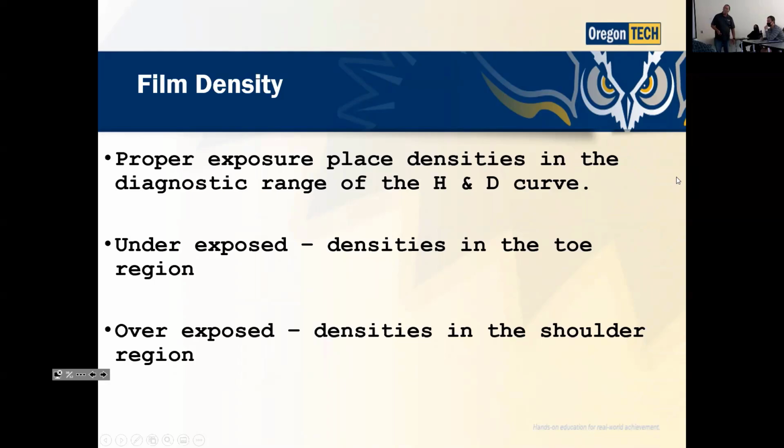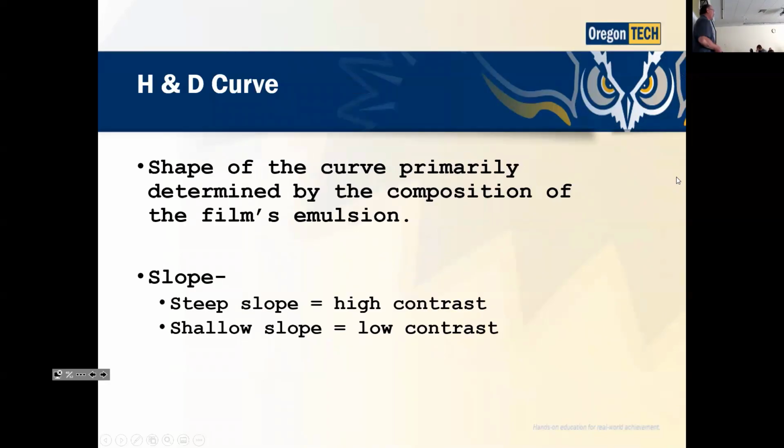Let's see, film density, proper exposure. Big thing is, we're talking about contrast. Get rid of that slide. Now, remember, on the H&D curve, slope determines contrast. The steeper the slope, the higher the contrast. Now, why do I tell you this? Because in digital, we do have an H&D curve still. We take a straight line, turn it into an H&D curve. I already said high slope, high contrast, low slope, low contrast.